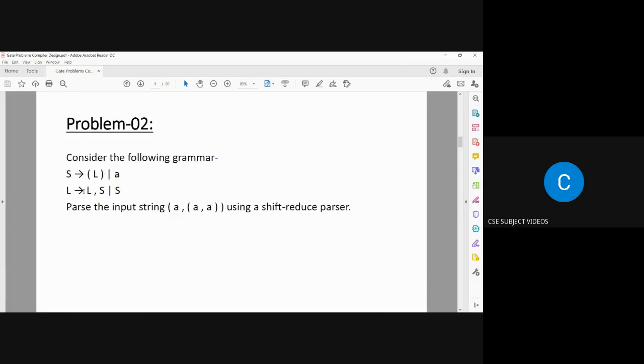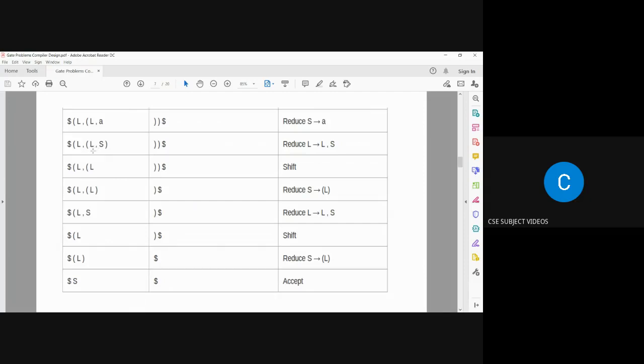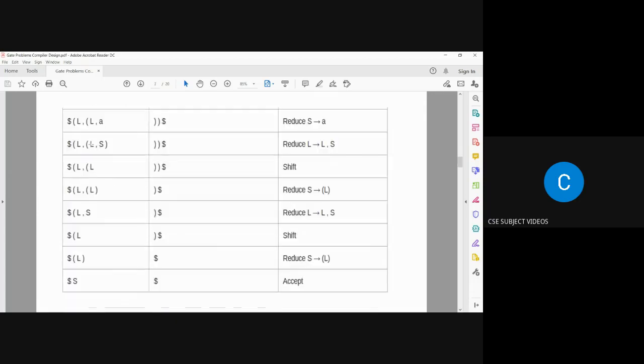According to our second production, L tends to L, S / S. See, L, S, according to our second production, L, S is reduced by L. Okay, so L, S is reduced by L. Again we are shifting the next input symbol from the input buffer to the top of the stack, and then $ [L, [L ], because the next input symbol we have shifted from the input buffer to the top of the stack.